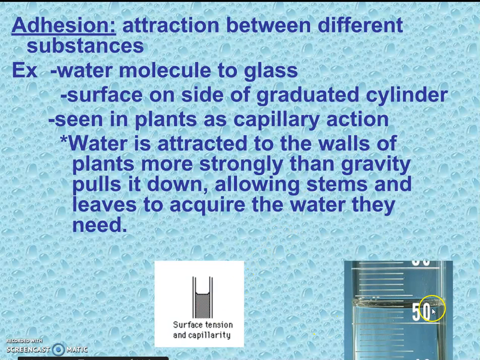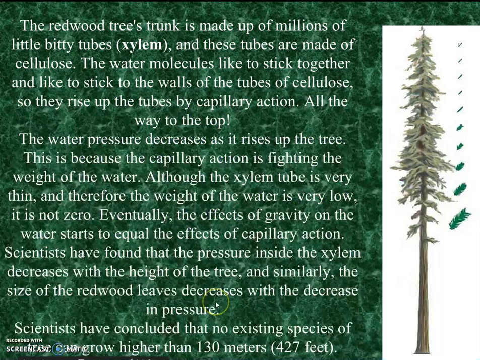See the meniscus there? The meniscus exists because water is attracted to the sides of the glass, or the plastic even, and so it creates kind of a concave shape in the middle where there isn't as much water as on the sides. Now, on a microscopic level, this happens to plants. It's called capillary action, and basically water is attracted to the walls of plants more strongly than gravity pulls it down. This is how plants get water from their roots up to the very top of the tree, or whatever plant it is. So let's look at that.